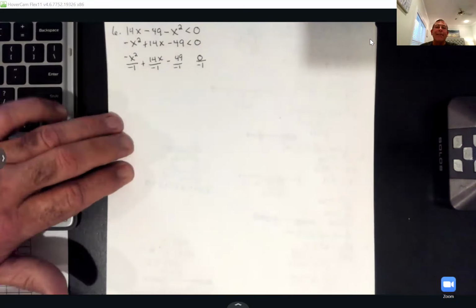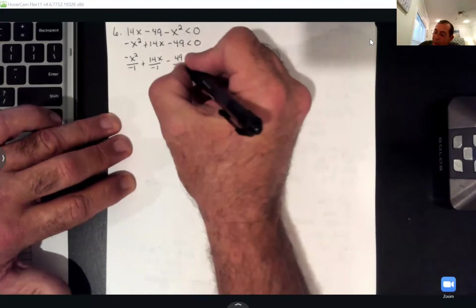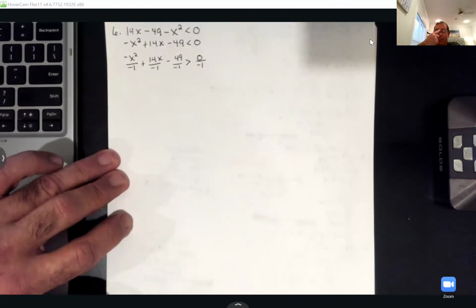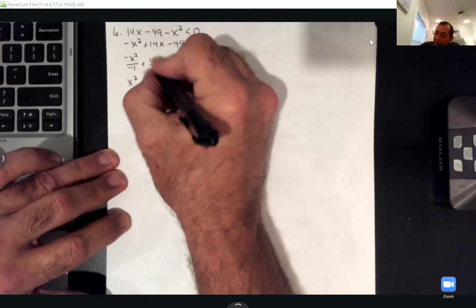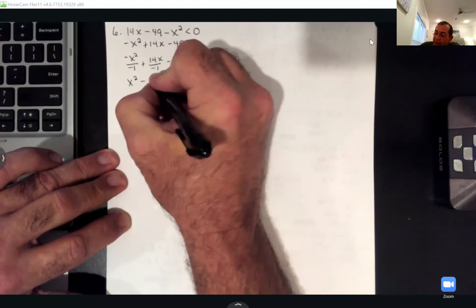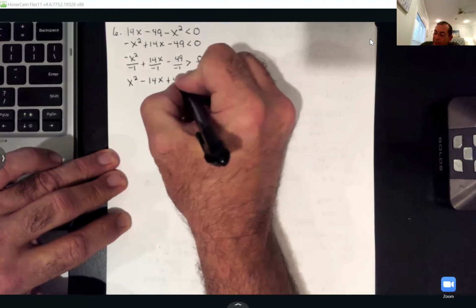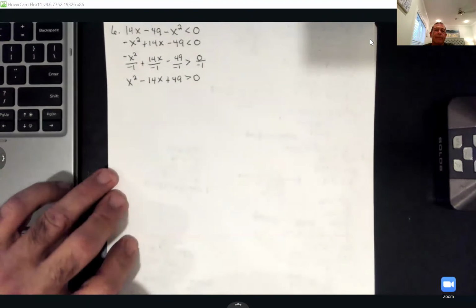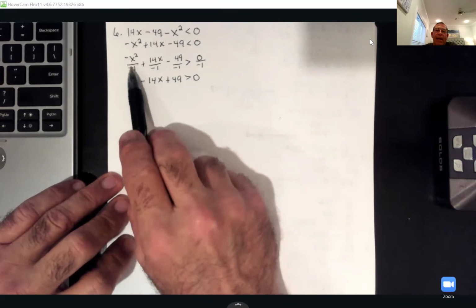And once again, since I'm dividing by negative, I'm going to reverse my symbol so that it now looks like a greater than. And y'all watch this. X squared is positive now. Unlike signs, make that negative. Like signs, make that a plus. And it's greater than 0. So get them in order and then take care of that negative, okay?